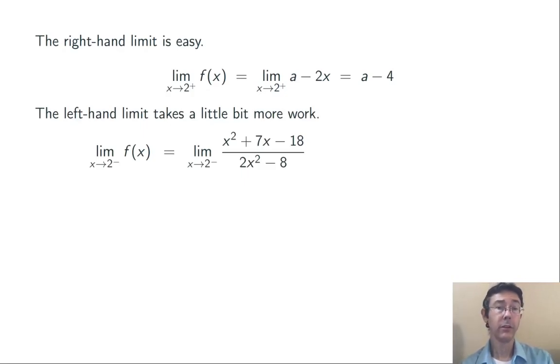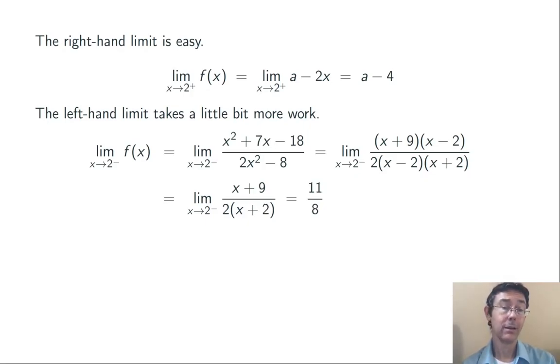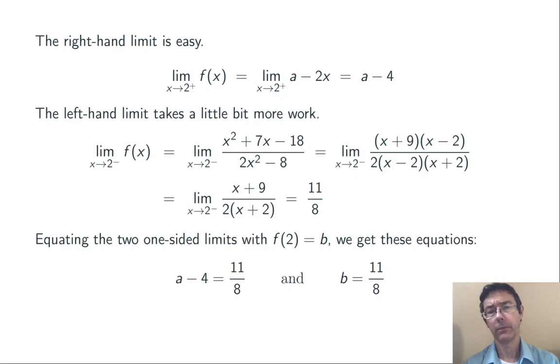The limit from the left takes a little bit more work. In this case, we're looking at the limit as x goes to 2 from the left of (x squared plus 7x minus 18) over (2x squared minus 8). And if I plug in 2 to the top and bottom, I'm going to get 0 over 0. An indeterminate form, I know I'm going to need to do more work. I want to factor the top and bottom, like so, and then cancel the common factor of x minus 2 from the top and bottom. Now I have a rational function where 2 is in the domain, and I can just plug in using direct substitution. Overall, I get 11/8.